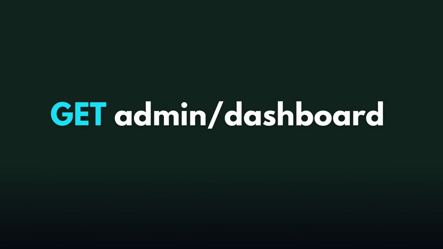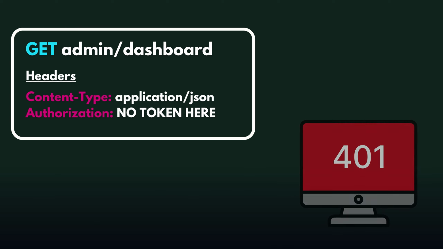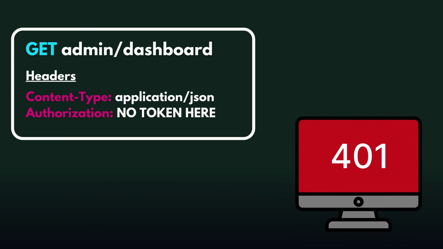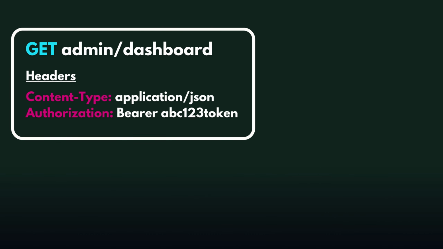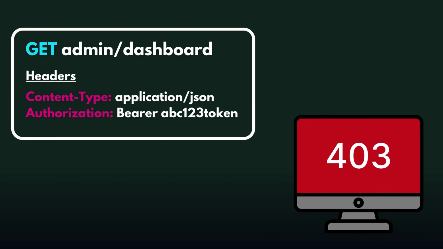Let's show this in an example. Let's get the admin dashboard. If we are trying to access it without our token, then we're not even authenticated. So in this case, we may get a 401 unauthorized. If the token is valid but it's not an admin token, then we may get a 403 forbidden. So accessing this dashboard will only work if your token is valid and you have permissions.